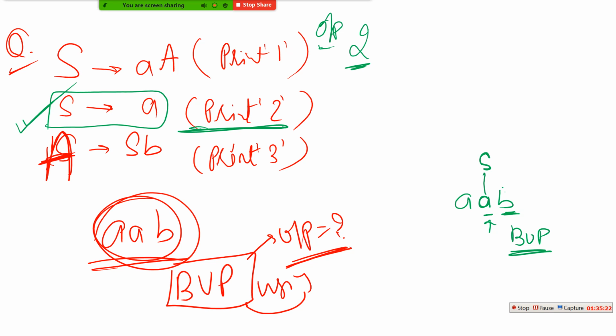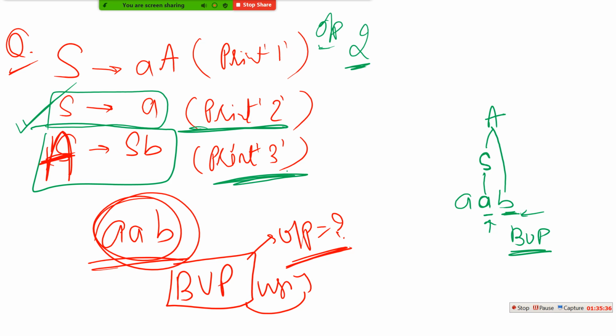After that, what am I getting? This S and B will lead to A. This S and B, that is A, is leading to this A and B, because again I need to start from the rightmost side now. So again I am getting A and B, and it is going to print 3 for me, because it is the third transition.